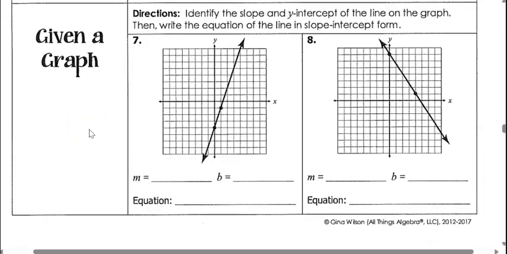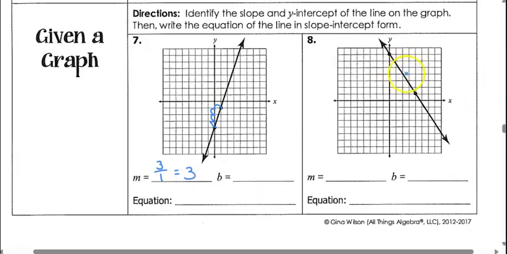All right, next thing is being able to write an equation when given a graph. So we need to be able to look at this graph and pick out two pieces of information, m, which is the slope, and b, which is the y-intercept. So this is just what we did before. I'm going to start at this line. I'm going to count up 1, 2, 3, and then I'm going to go over 1. So my slope is 3/1, or 3.